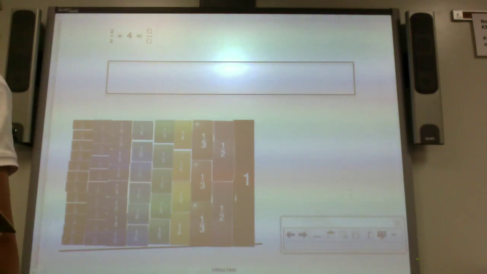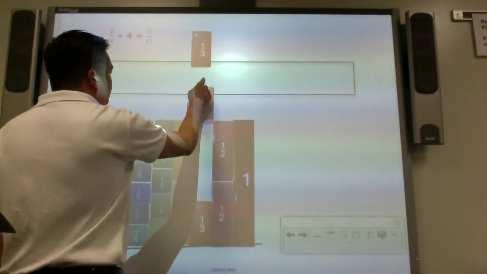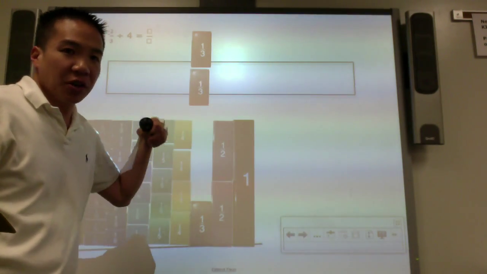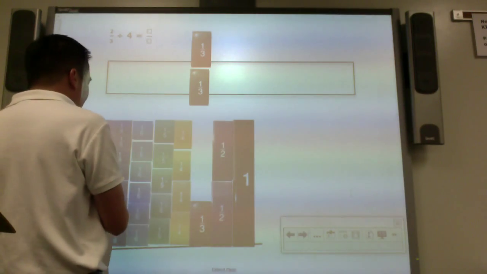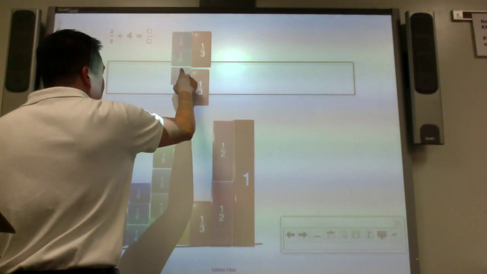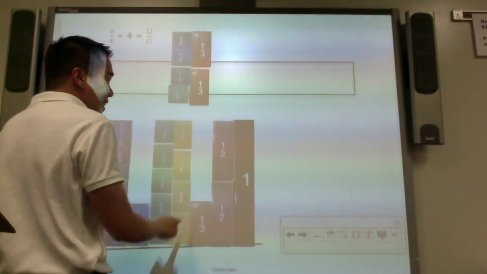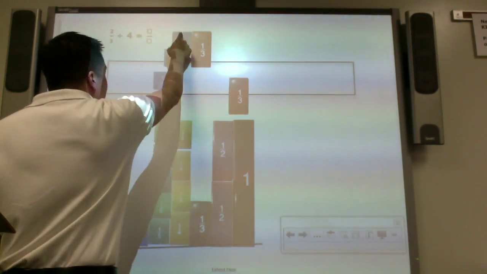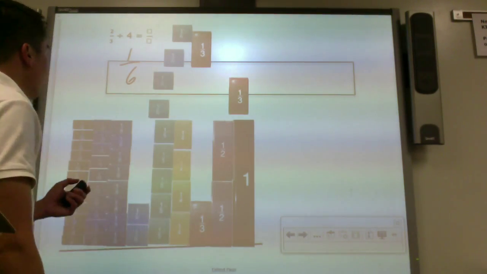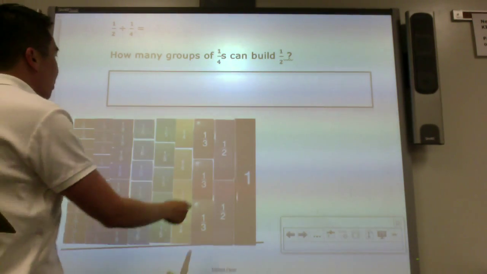Next one, you have 2/3. 1/3, 2/3. They want you to divide it into four parts. But there's only two parts here. Can I rename 2/3? How about, I'm going to rename it from 2/3 to 4/6. Divide it into four parts. 1/6 is the answer.